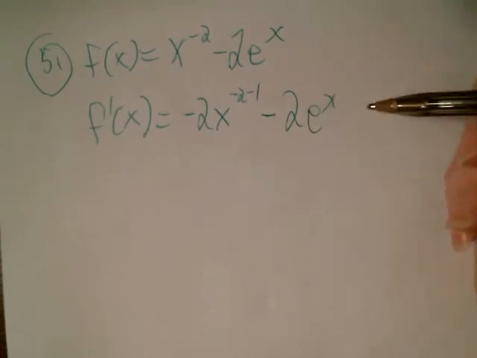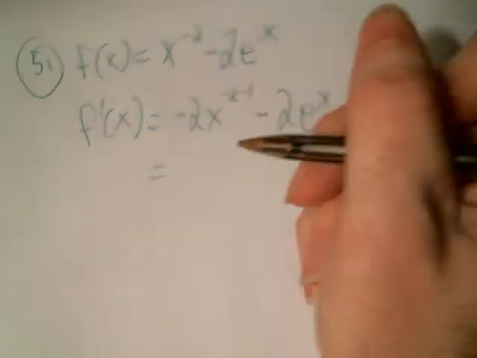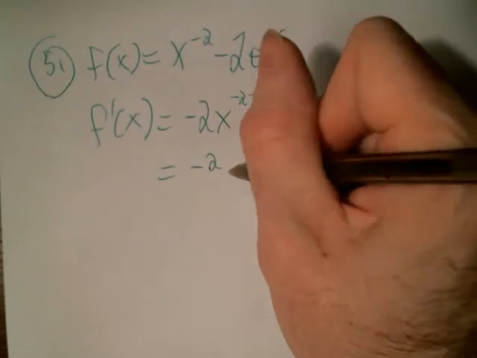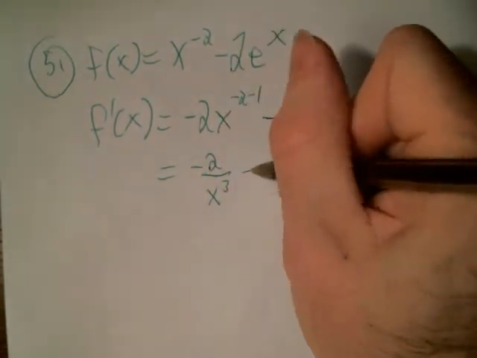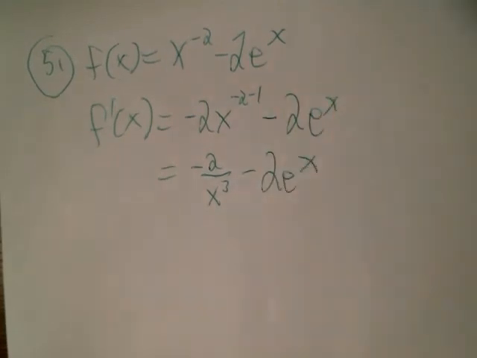So it kind of looks like I didn't take a derivative, but I did. So here I got negative 2x to the negative 3. Let's just put that downstairs. So x to the positive 3 minus 2e to the x, and that's it.